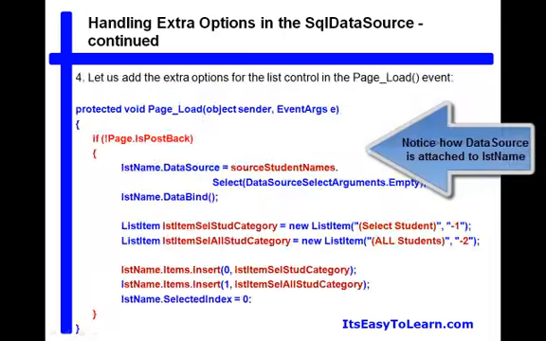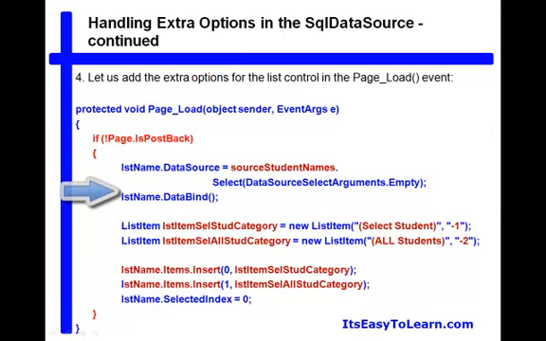Now on the page load event, we add 2 extra items to the list. The one list item is called select student and has the selected value -1, and the second item is called all students and has a selected value of -2. These two items are inserted in the control called LST name, one after the other.